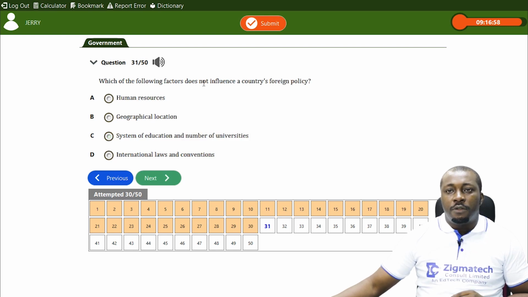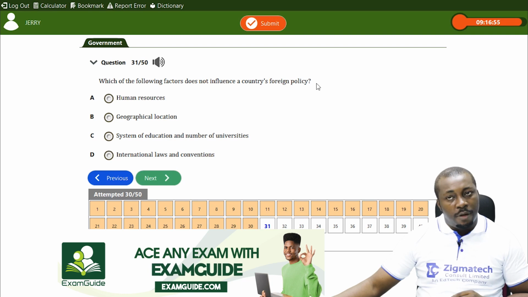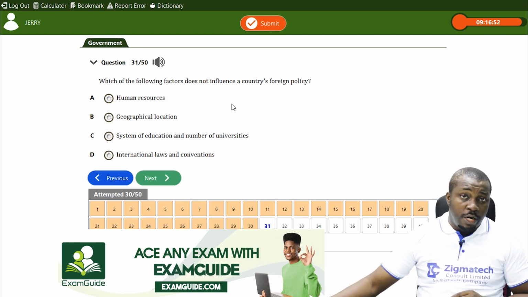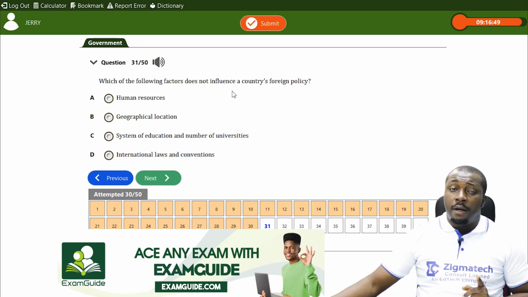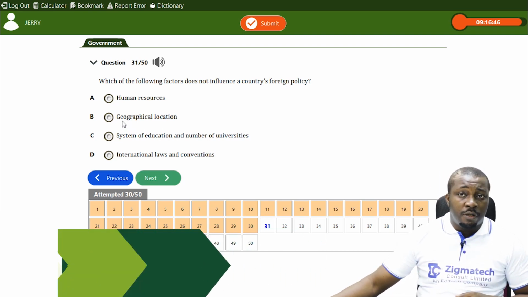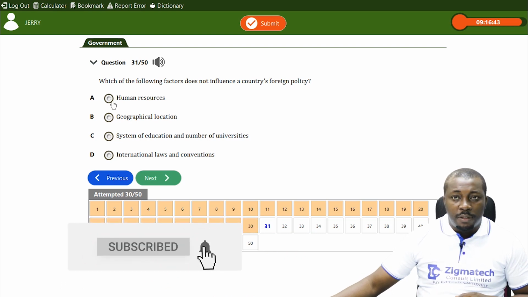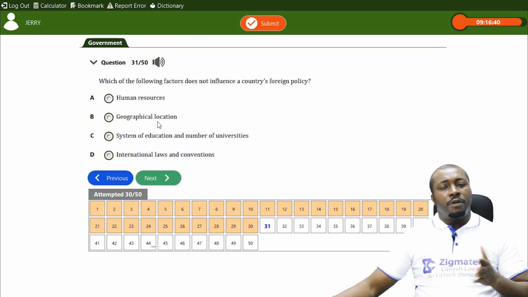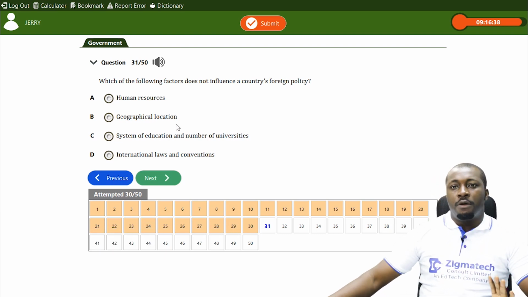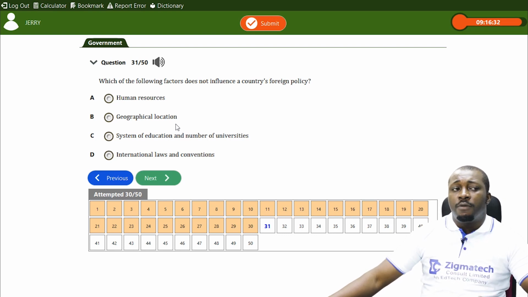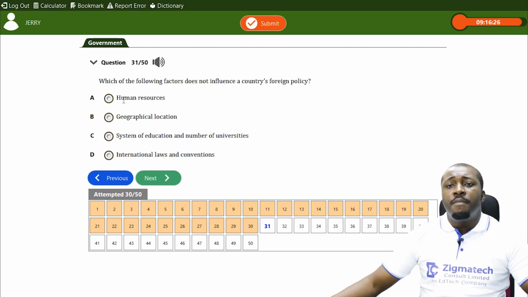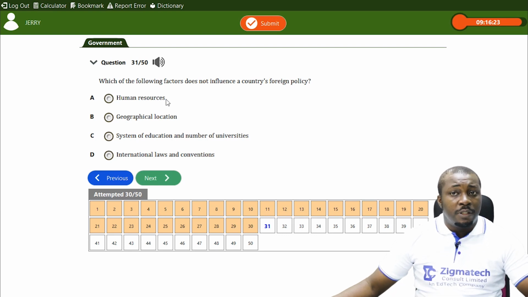Now, which of the following factors does not influence a country's foreign policy? It also tests your knowledge on foreign policy and factors that determine a nation's foreign policy. Is it human resources? Is it geographical? Okay, let's look at it. Geographical location, of course, it influences a country's foreign policy. Like I told you before, Nigeria is in Africa, and that's why Nigeria adopted Africa as a centerpiece of Nigerian foreign policy. The human resources in a country, of course, has a bearing on the economy of the country, which can influence a country's foreign policy.